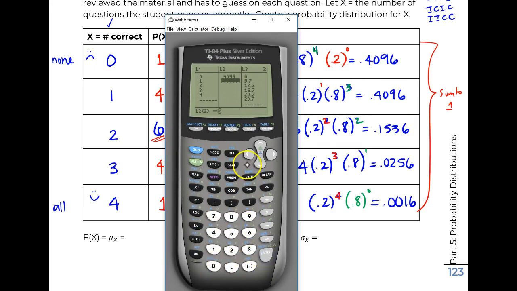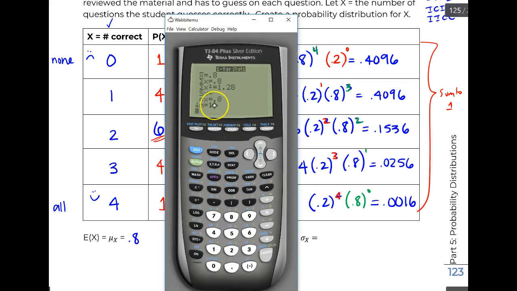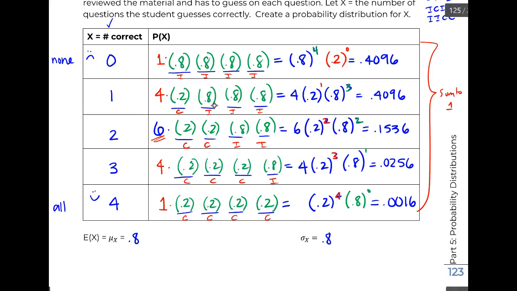And this time, since I didn't show it before, I can show you guys me checking that n is equal to 1. And I'll talk to you again about what the different mistakes would look like if it wasn't equal to 1. All right, so that looks good. Stat, one var stats with L1 and L2. My mean is 0.8, and my standard deviation is also 0.8.